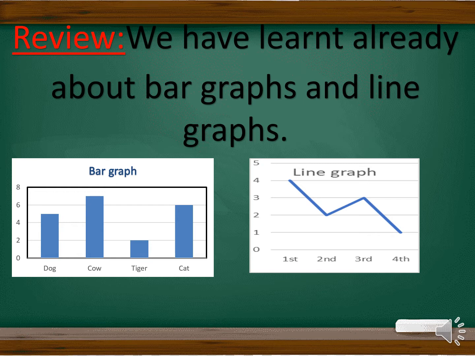We can list animals with a bar graph or line graph. For example, we have 5 dogs and we can list like this, and 7 cows, 2 tigers, and 6 cats. We can list them like a bar graph and line graph.